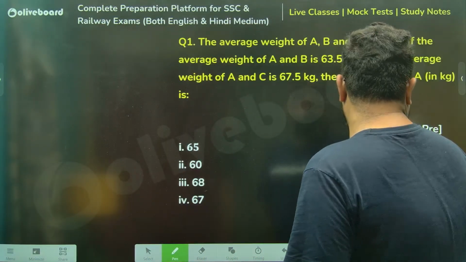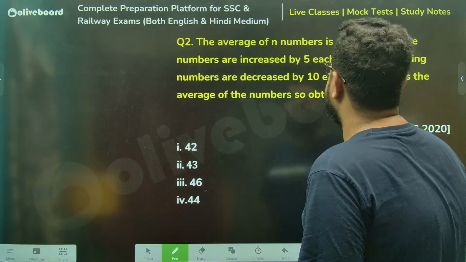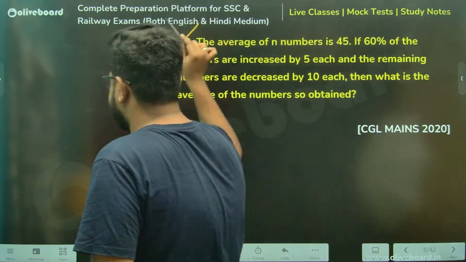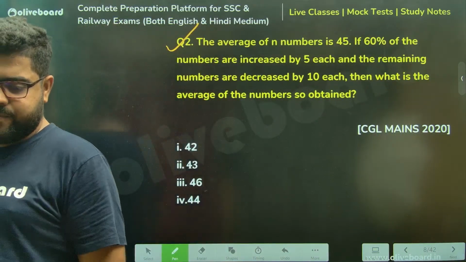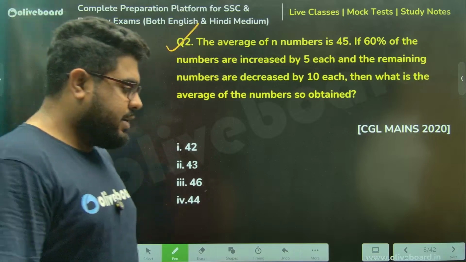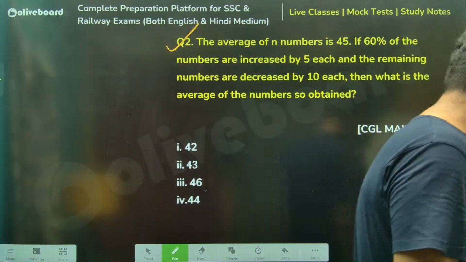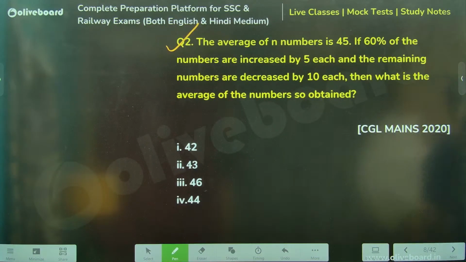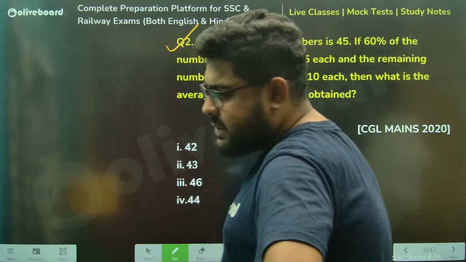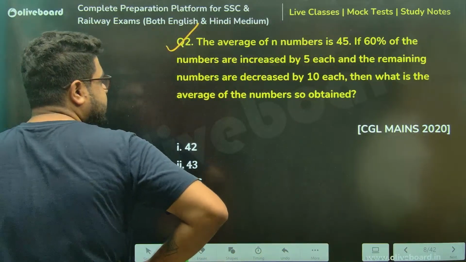This is not a deviation question. Let's solve this question. I'm starting with a little tricky question, CGL Mains 2020. Again, it might be written mains, but it's not a difficult question. Average of n numbers is 45. If 60% of the numbers are increased by 5 each and the remaining are decreased by 10 each, what is the average of the numbers so obtained?